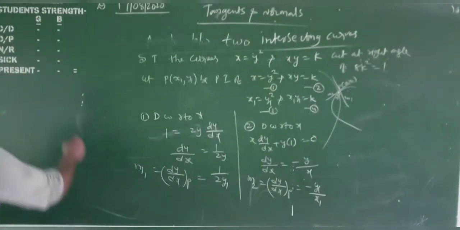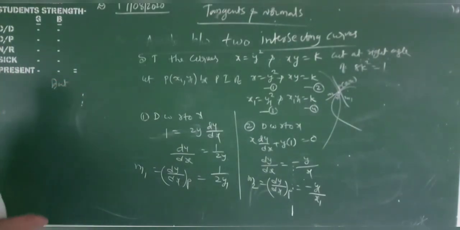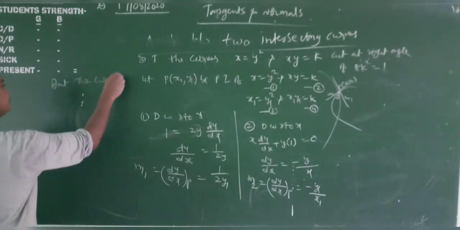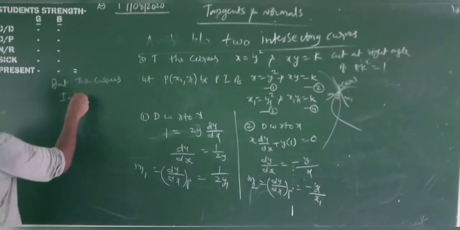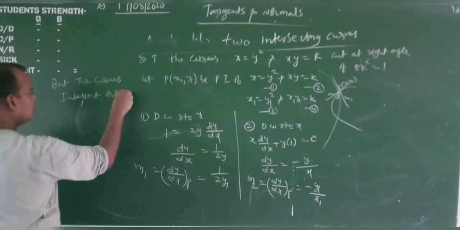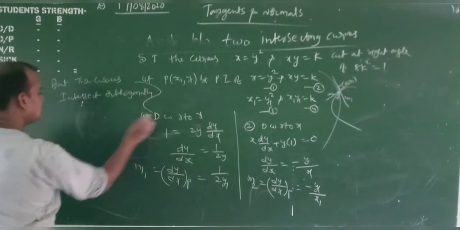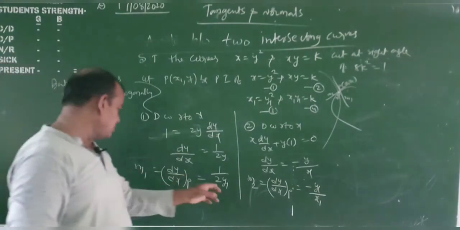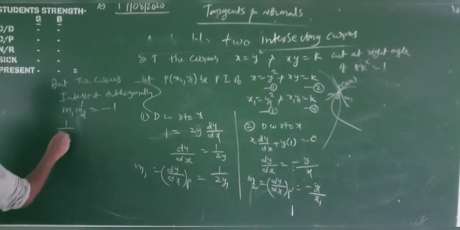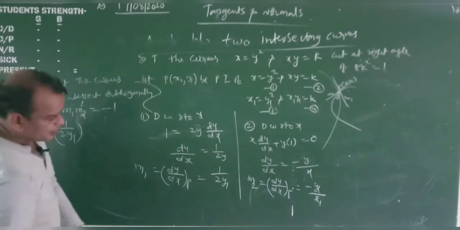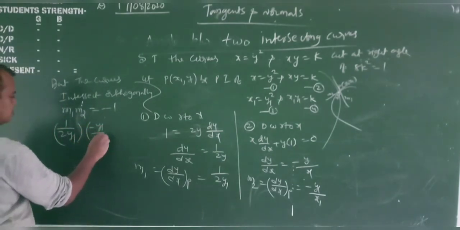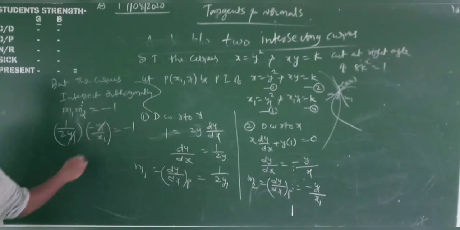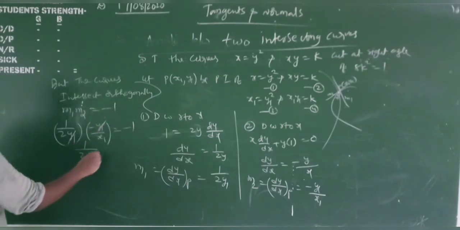The angle between the curves is a right angle, so the curves intersect orthogonally. Orthogonally means right angles, that is m1 into m2 is equal to minus 1. m1 is 1 by 2y1 into m2, which is minus y1 by x1, is equal to minus 1. Here y1 cancels, and minus minus cancel. 1 by 2x1 is equal to 1.